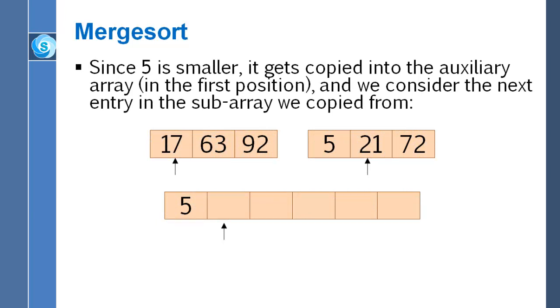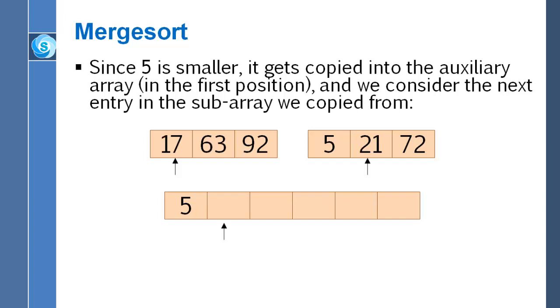All right, well, in comparing 17 and 5, it's discovered that 5 is the smaller of the 2 numbers, so 5 gets copied into the first position in the auxiliary array. After that, we advance the arrow in the auxiliary array, and we also advance the arrow in the subarray from the original array that we copied from. Okay, we copied from the second half of the original array, so we advance the arrow in the second half of the original array. And then we repeat.